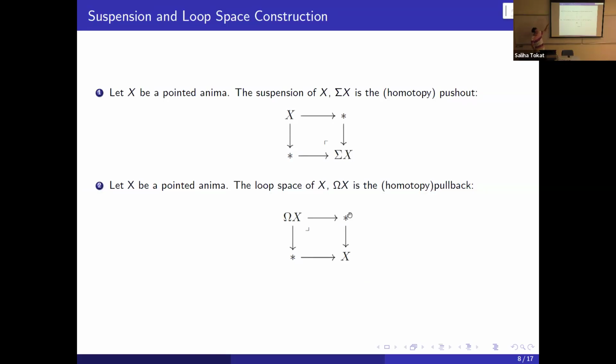So we also have two constructions, suspension and loop space construction. So we take X to be a pointed anima as we defined before. And then the suspension and the loop space are given by push-outs and pullbacks of this diagram. But these are not the ordinary push-outs and pullbacks, because if one is familiar with algebraic topology and category theory, the push-out of the two discrete points is just another discrete point. So we need homotopy push-outs and homotopy pullbacks that are basically push-outs and pullbacks, but they behave well under homotopy.